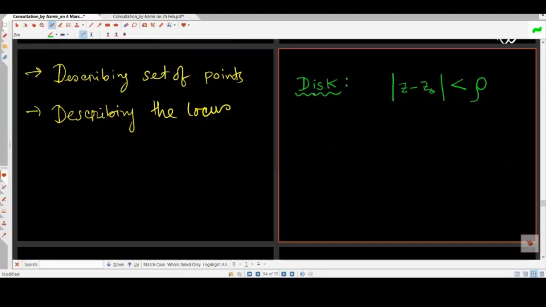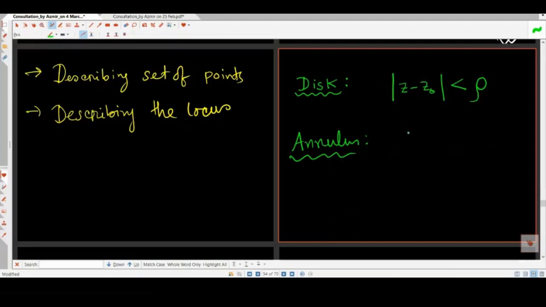Please try to note down that a disk is denoted by modulus of z minus z naught less than rho or less than or equal to rho. We also need to know what is an annulus.